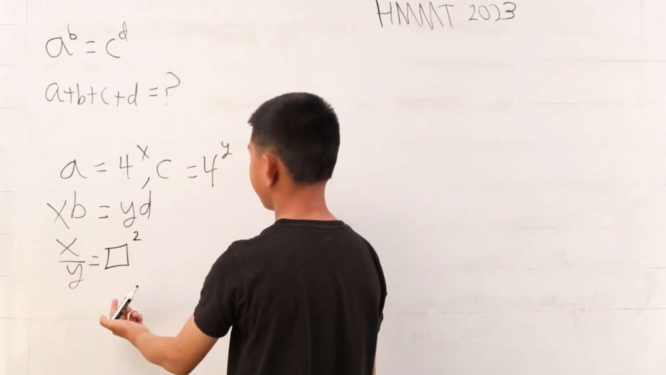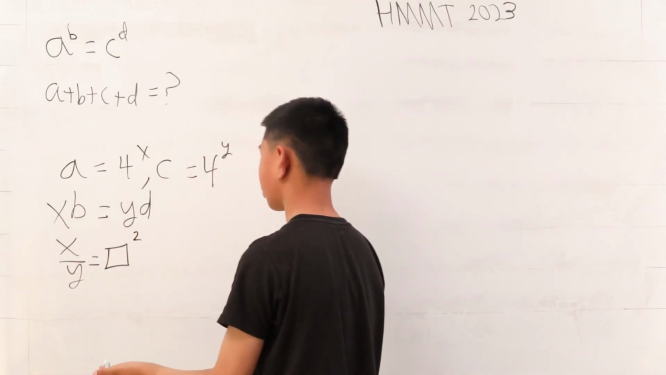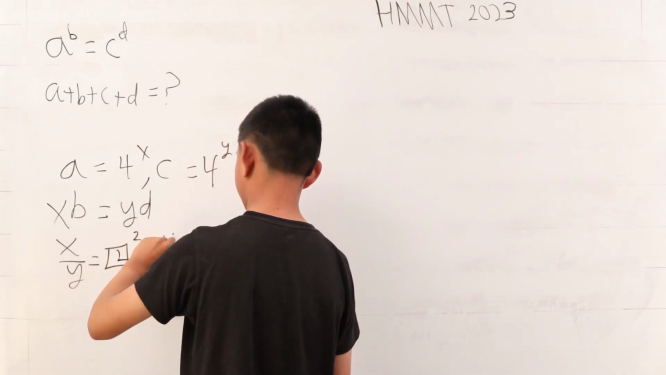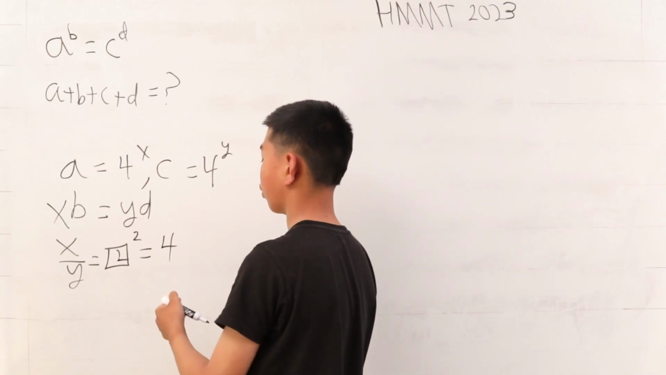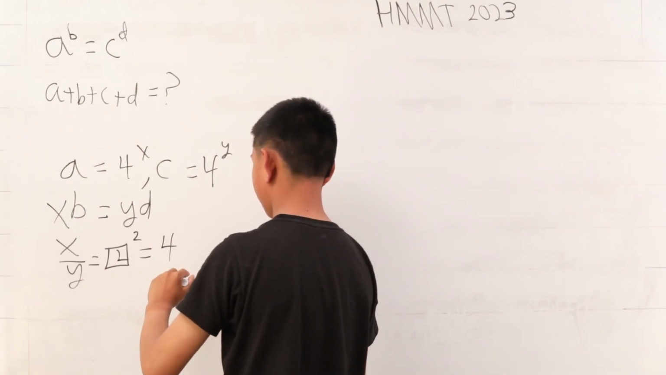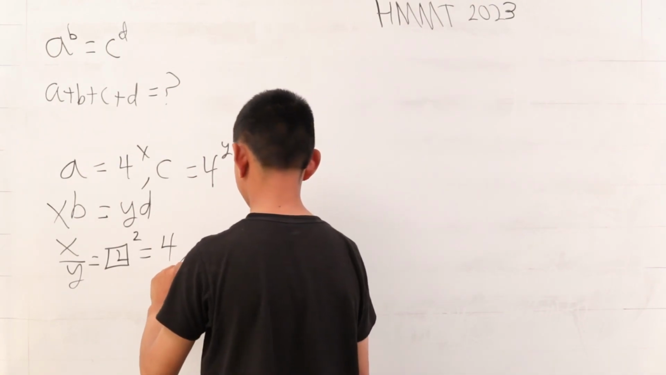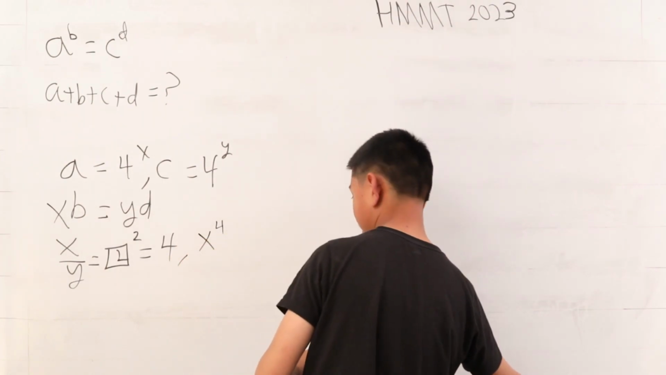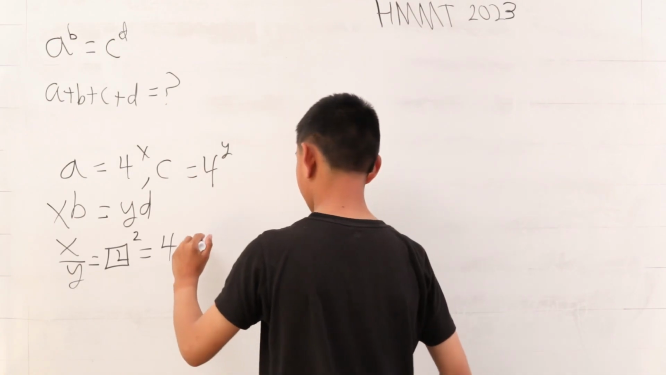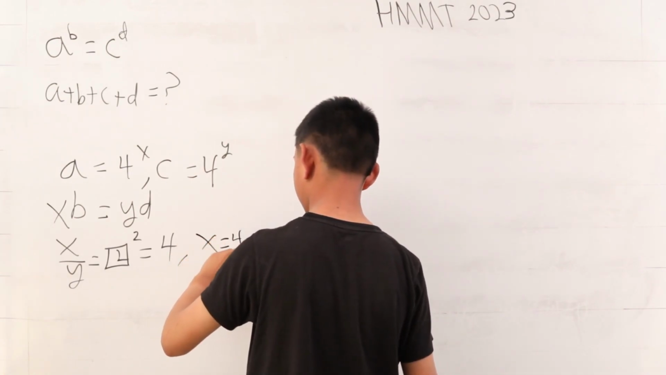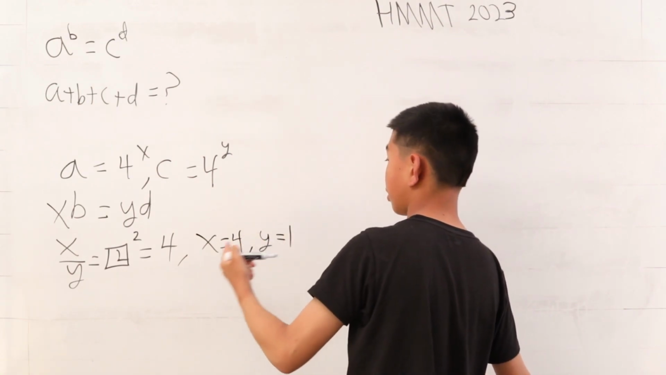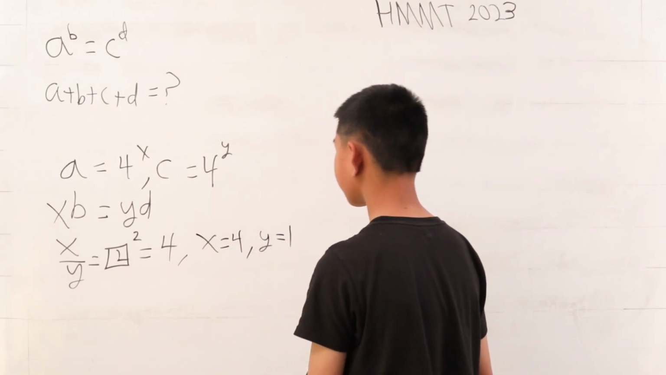We realize that the smallest possible square here is 2 squared. So this is just x divided by y is 4. Therefore, given that information, x is 4 and y is 1. That way it multiplies out nicely.